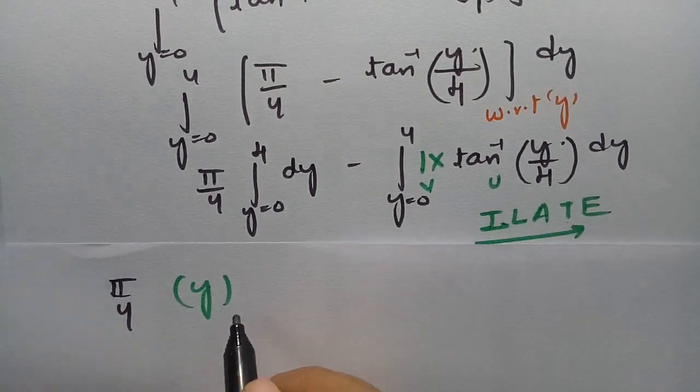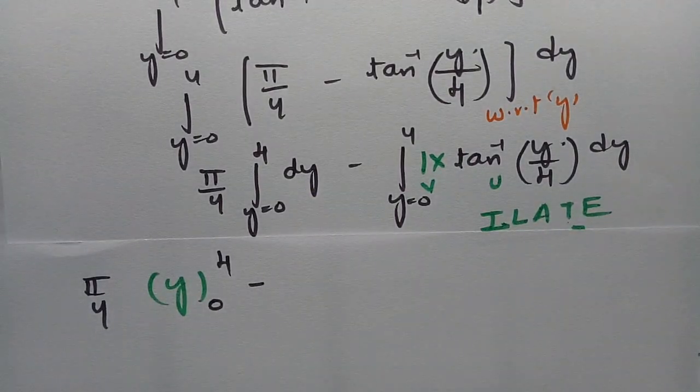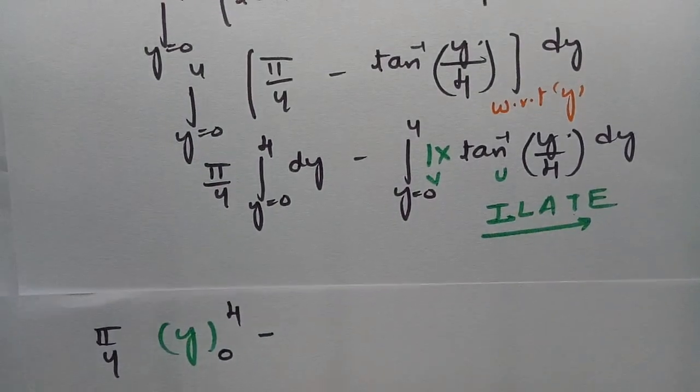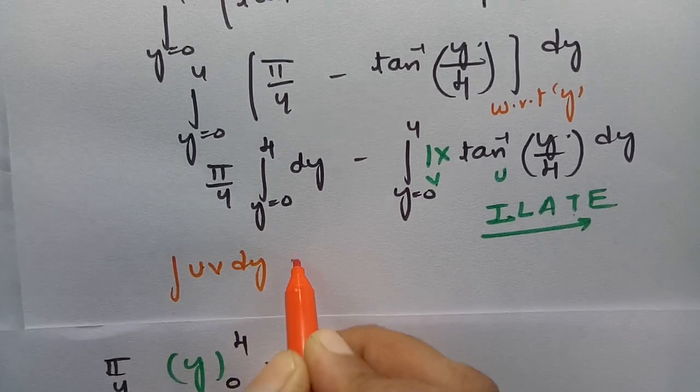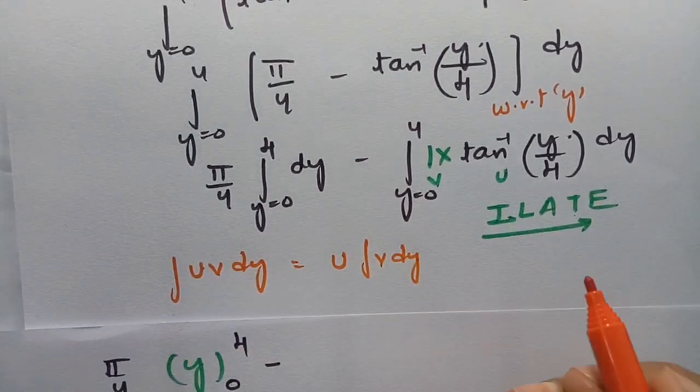Between the limits 0 to 4, minus, and here we have to use this one. So which formula do you have to use? This is integration by parts. The integral of u v dy is nothing but u we have to leave, v we have to integrate.